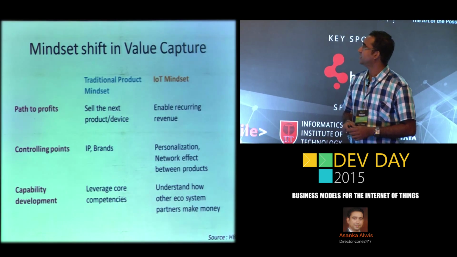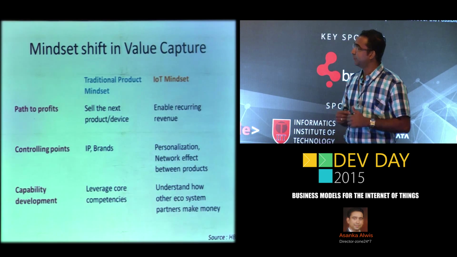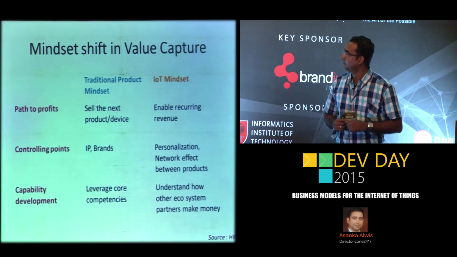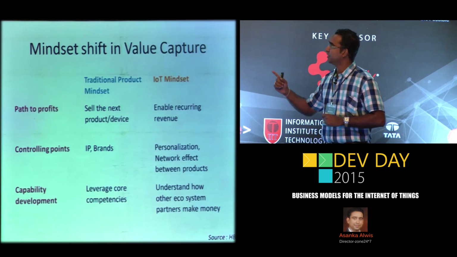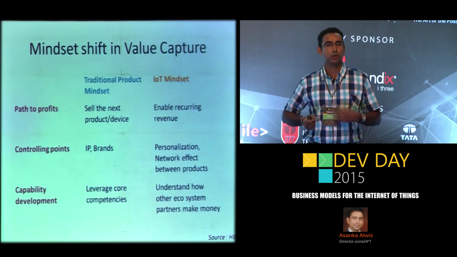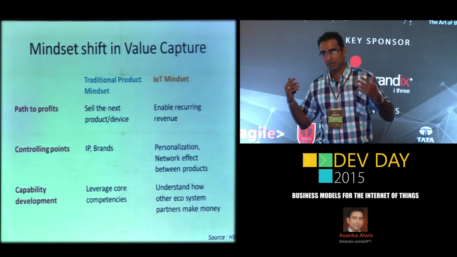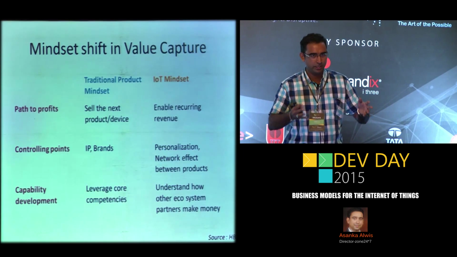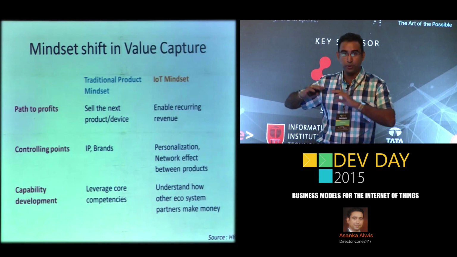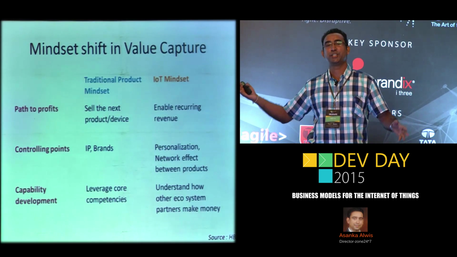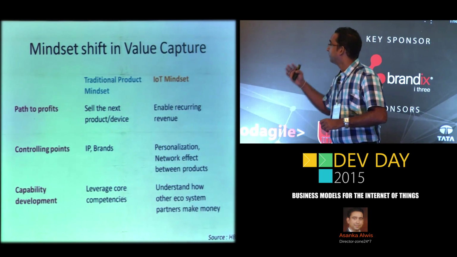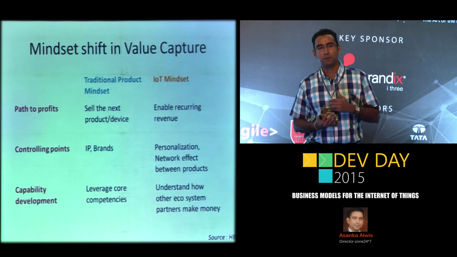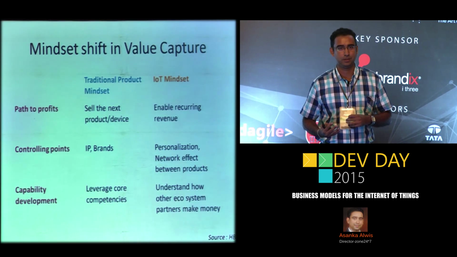Then when it comes to the mindset in the value capturing part, this is how we are going to make money. The path to profit is always about selling the next product or device. Let's say if you are a TV manufacturer, you'll be thinking, okay, this time I have only a 24-inch TV, next time I'm going to think of giving you a 40-inch TV. But with IoT, we always think of how we could come up with a recurring revenue model.